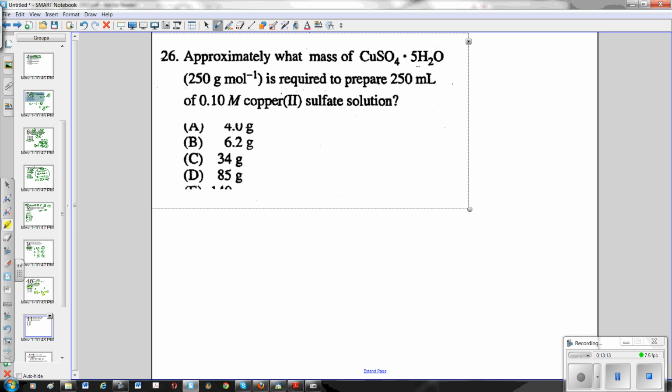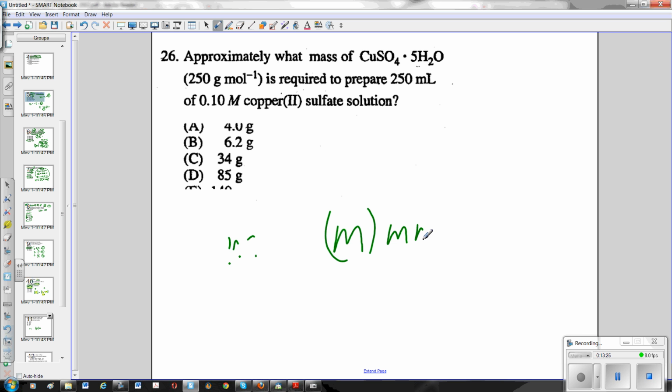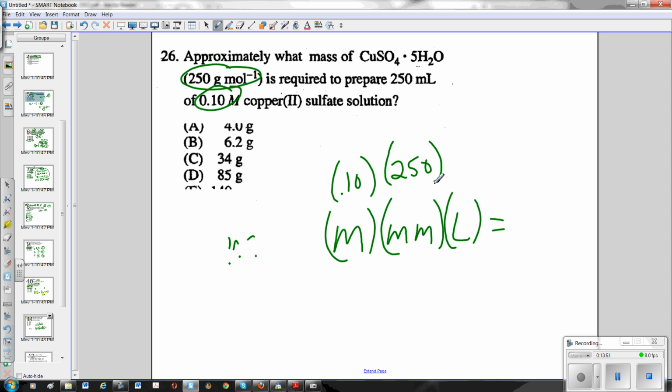Next one, 26. If you're going to make solutions, we talked about this. This quick way to make a solution is this. You go molarity that you want times molar mass times how many liters. That will always get you the number of grams that you have to weigh out. So if they give you a solution question in the multiple choice, it's just molarity times molar mass times liters. The molarity they want is 0.1, so I'm going to put in 0.10 right there. Molarity, molar mass, they're going to tell you the molar mass is 250. So 250, and then the number of liters I need is 0.250.